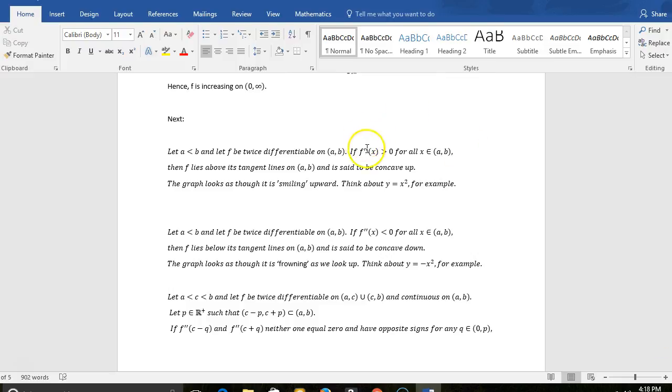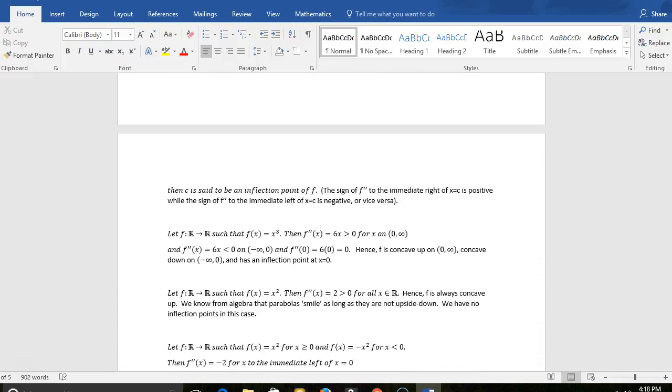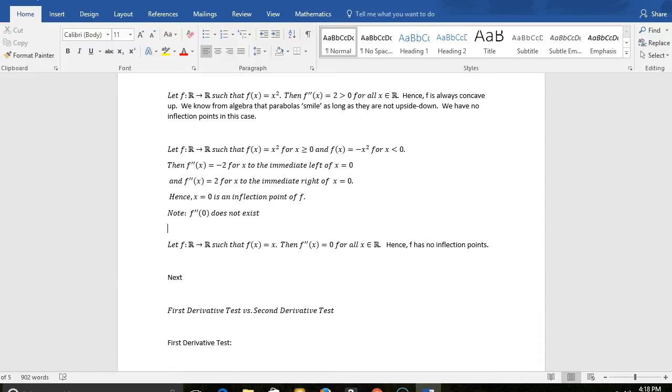So a positive f double prime means we're concave up, we're above our tangent lines. Okay, let's move on.